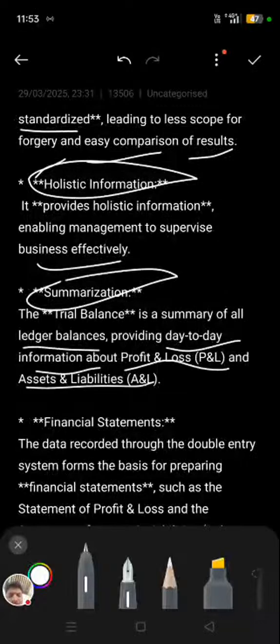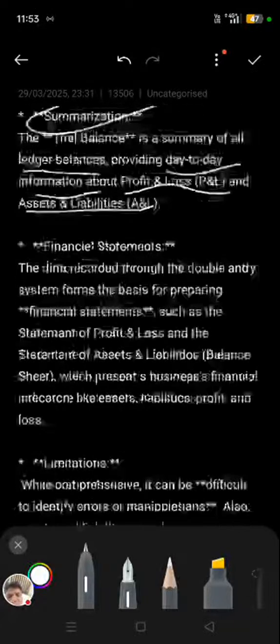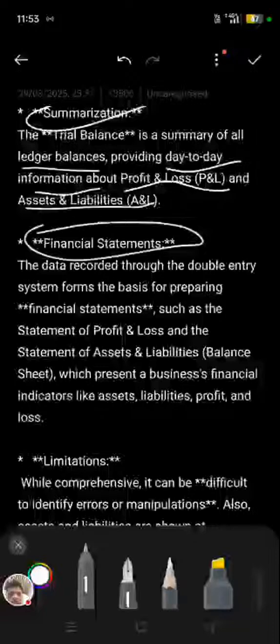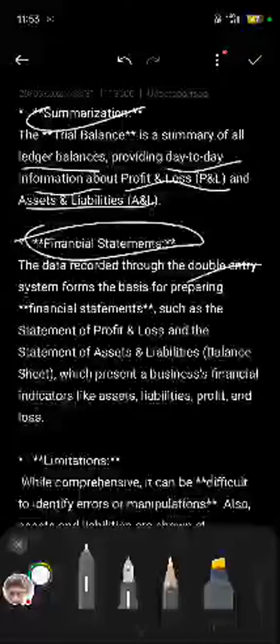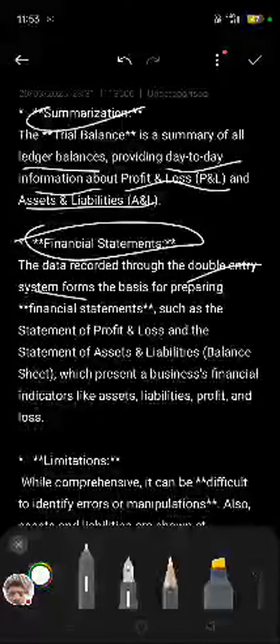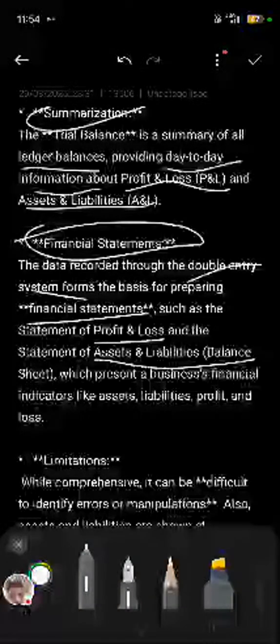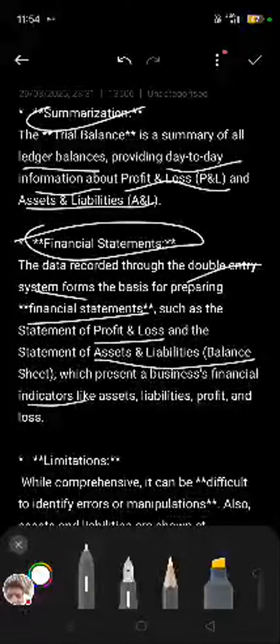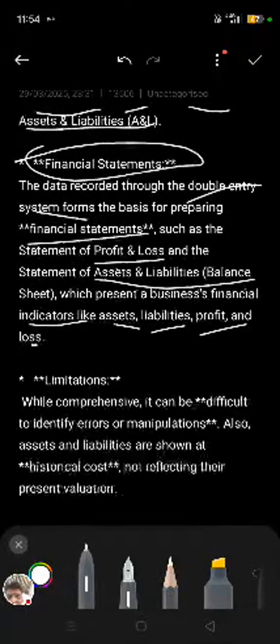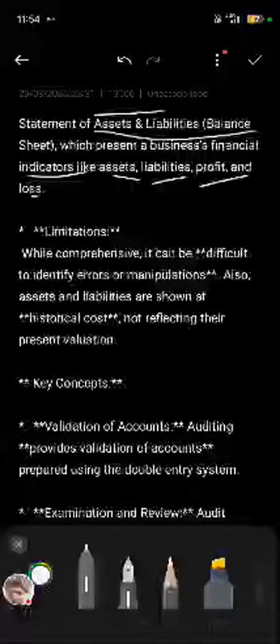Then what about the financial statements? The data recorded in the double entry system forms the basis for preparing financial statements, such as the statement of profit or loss and the statement of assets and liabilities, the balance sheet, which present a business's financial indicators like assets, liabilities, profit and loss. Then what are the limitations of the double entry system?